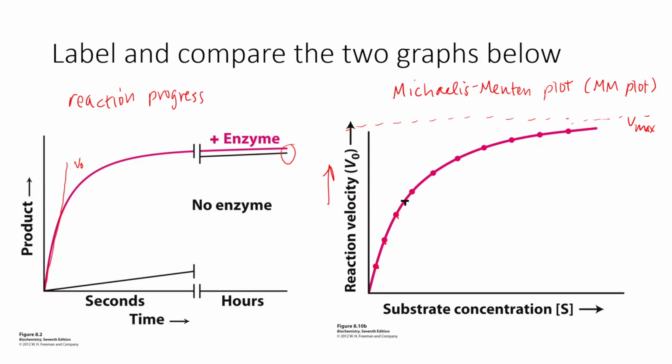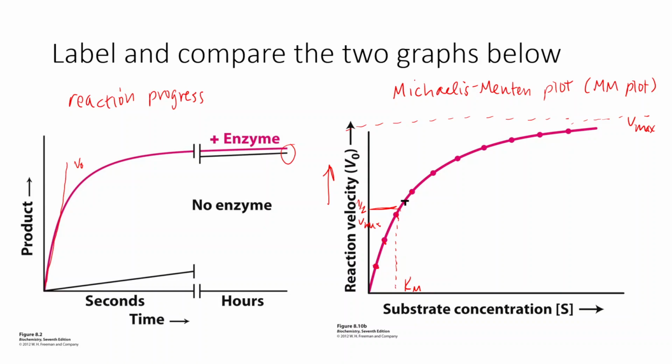Does anybody know anything else informationally helpful that we can get from our MM plot using the information on the plot? Yeah, the Km, right? Perfect. So at one half of maximum velocity, which is maybe around here, if you drop down a vertical line from there, we can get the substrate concentration that gives us half maximum velocity, which we also call the Km.